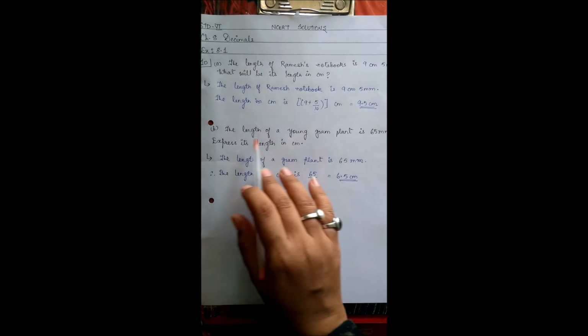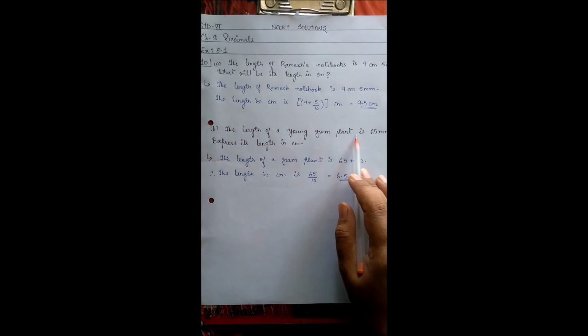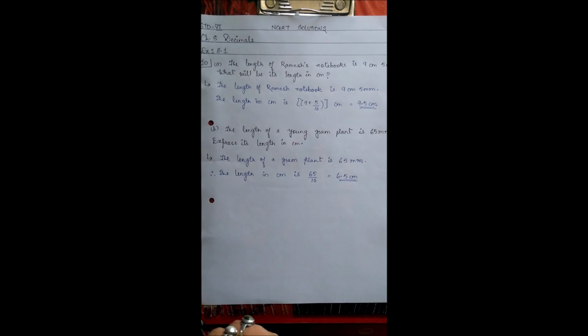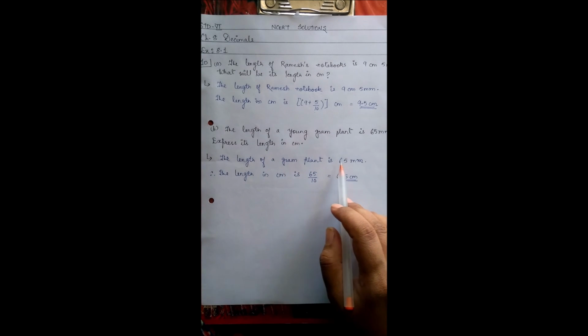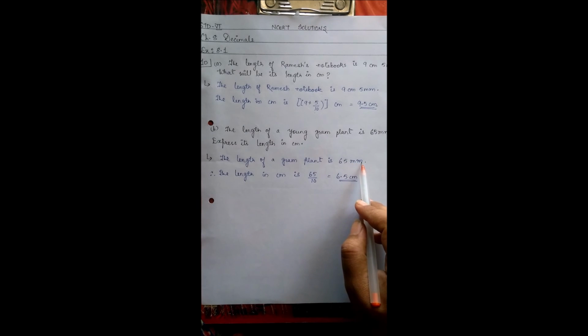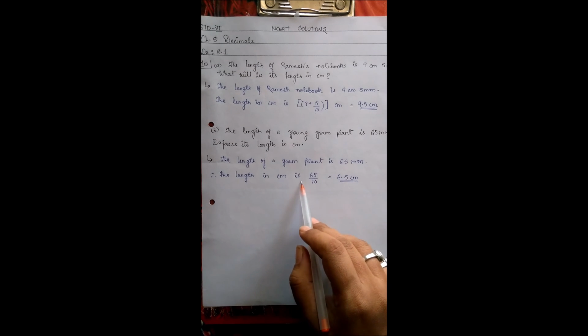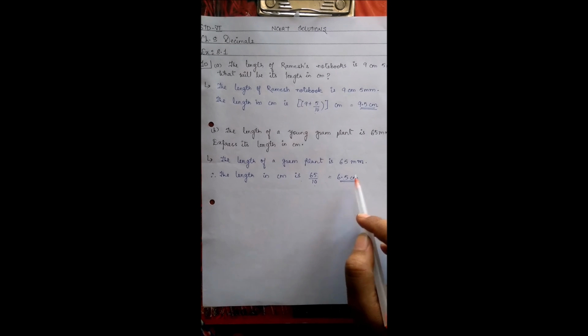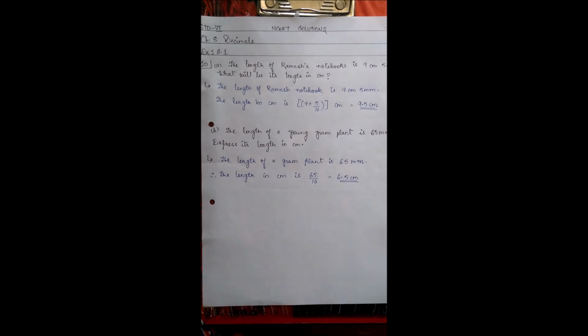Next, B question. The length of a young gram plant is 65 mm. Express its length in centimeter. So the length of the gram plant is 65 mm. We have to express that in centimeter. That is 65 upon 10, that is 6.5 centimeter. So this was exercise 8.1 of chapter 8 decimal of standard 6 mathematics NCERT solution.